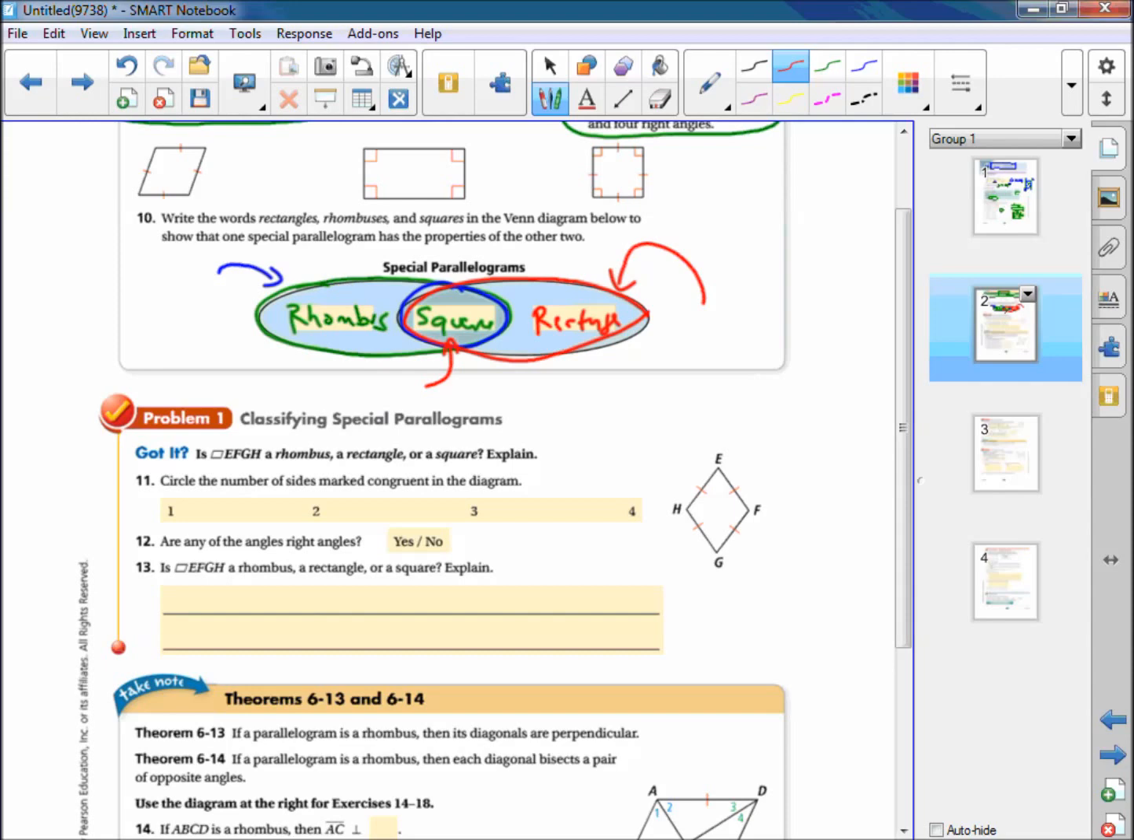All right, problem number 1, classify special parallelograms. Is parallelogram EFGH a rhombus, a rectangle, or a square? Explain. Circle the number of sides marked congruent in the diagram. Well, we have 4 congruent sides marked. Do we have anything about angles? No. Anything about right angles? Definitely no. So is it a rhombus, a rectangle, or a square? This is a rhombus.